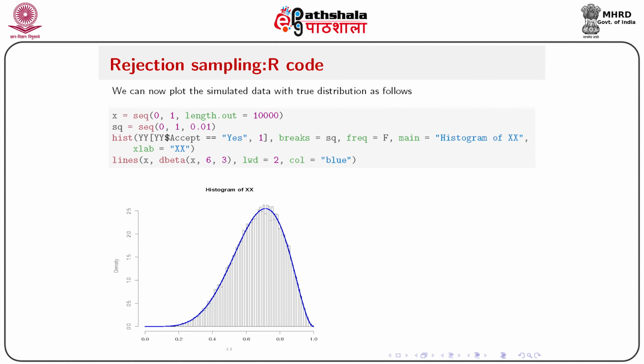And then finally I superimpose a line of the beta distribution, the actual beta fit with the same parameters 6 and 3, over the histogram, showing a perfect fit.